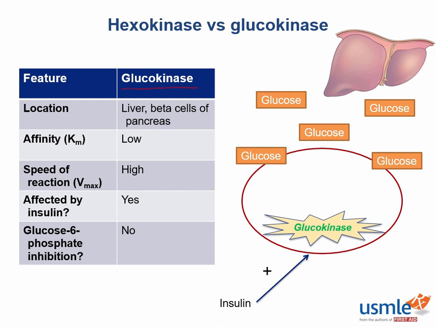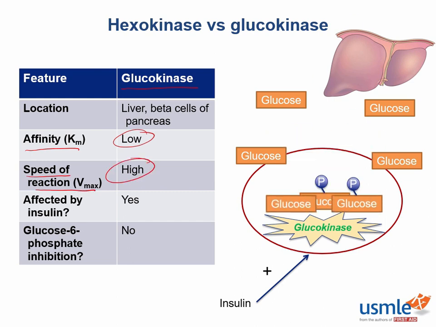And where is glucokinase found in the body? Well, glucokinase is found only in the liver and pancreatic beta cells, which is essentially the exact opposite of hexokinase. Now this enzyme has a low affinity for glucose, but a high capacity or reaction rate. This means that glucokinase is not able to be active unless there's a lot of glucose available. But if you have a lot of glucose available, it can act very quickly to phosphorylate it.